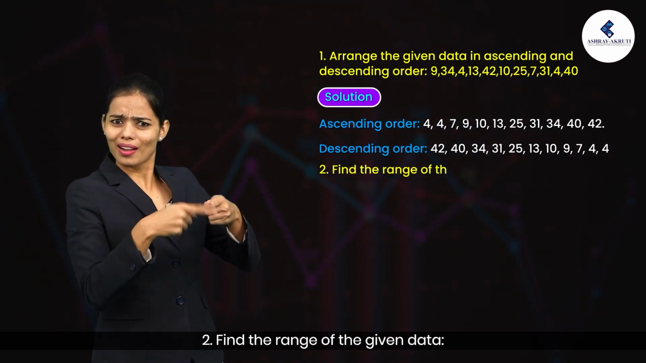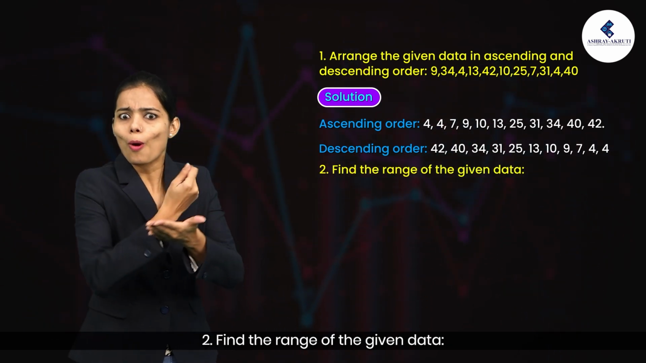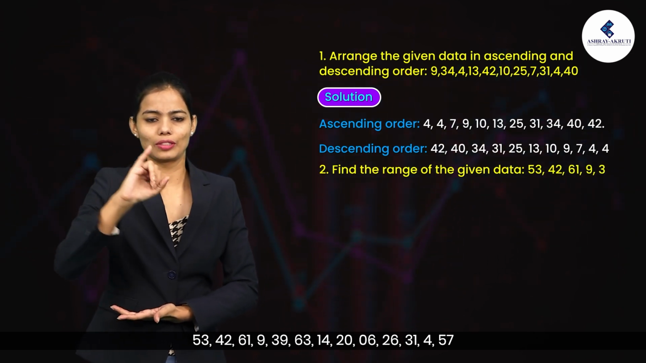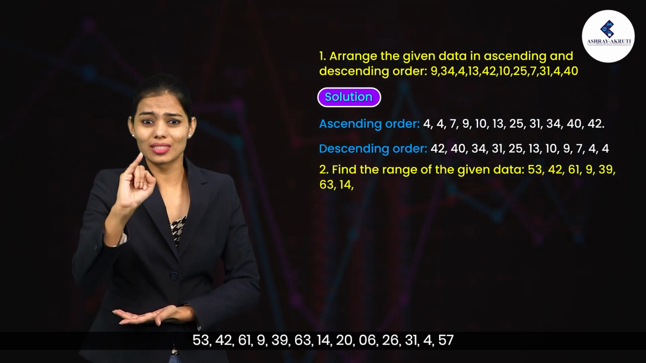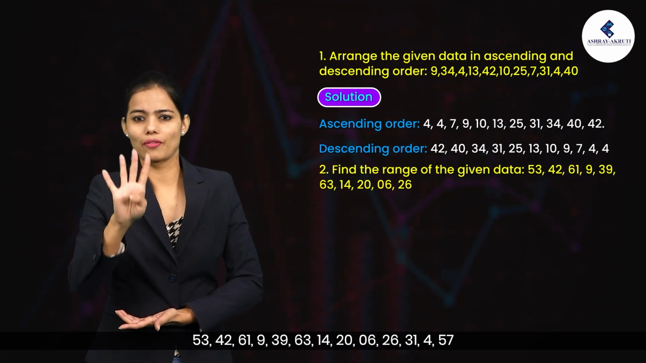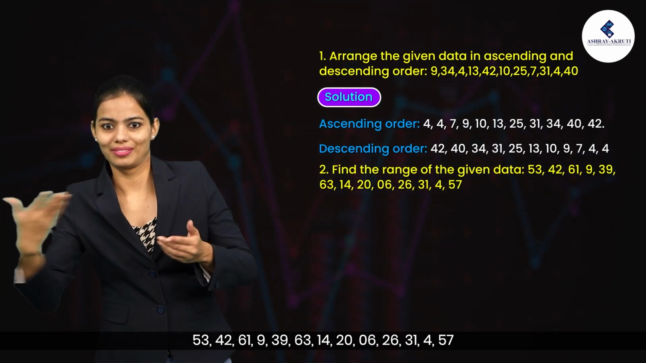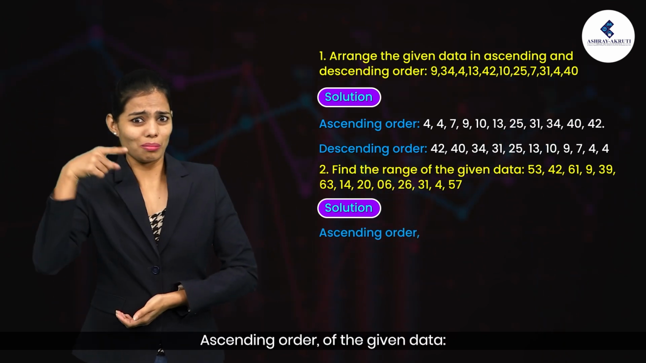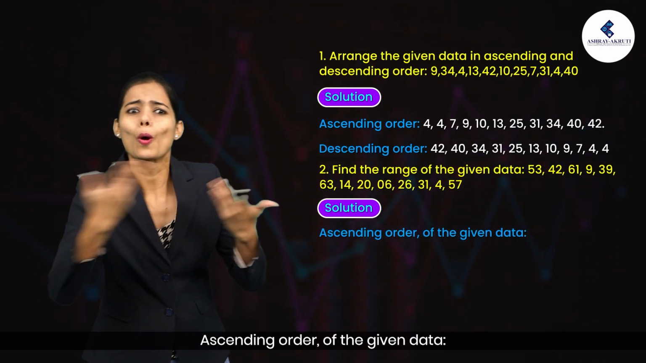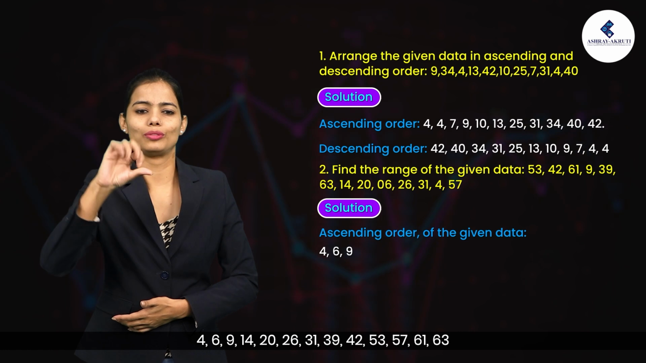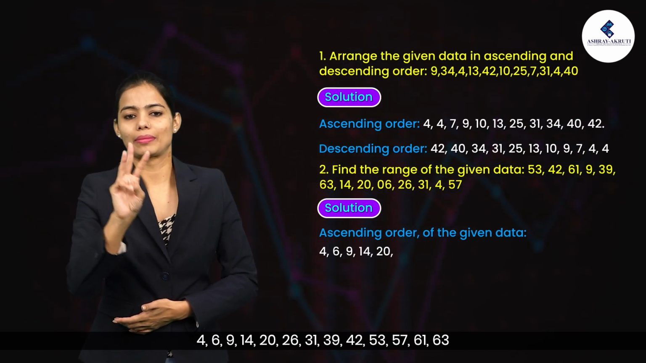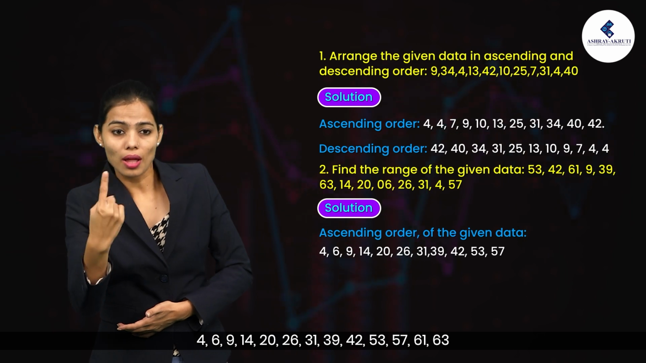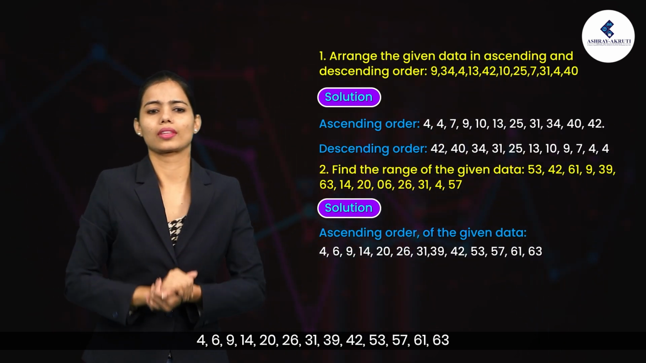Find the range of the given data: 53, 42, 61, 9, 39, 63, 14, 20, 6, 26, 31, 4, 57. Solution: ascending order of the given data: 4, 6, 9, 14, 20, 26, 31, 39, 42, 53, 57, 61, 63.